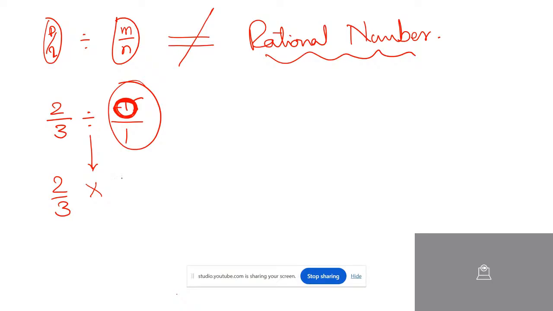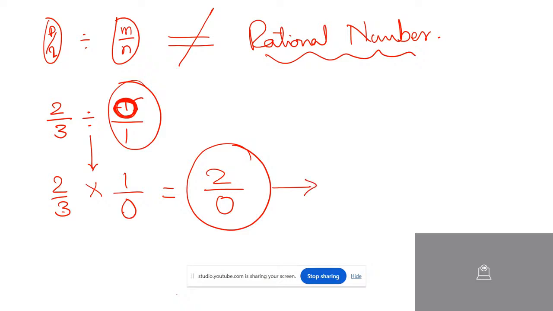Reciprocal होगा. Good. So 1 by 0, तो 1 by 0 क्या हो जाएगा आप लोगों को? 1 by 0 क्या, what will happen? So it will be 2 into 1 is 2, and 3 into 0 is 0. So is 2 divided by 0 a rational number? क्यों नहीं है? Because in denominator you cannot have 0, so therefore it is not a rational number.